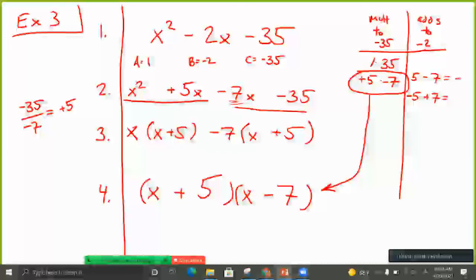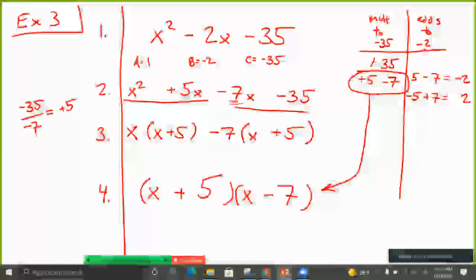5 minus 7 gives us the negative 2. Negative 5 plus 7 gives us the positive 2. And we want to pick the set, either 5 and negative 7, or negative 5 and positive 7, that gives us whatever the b value was in our problem, in our polynomial. Okay.